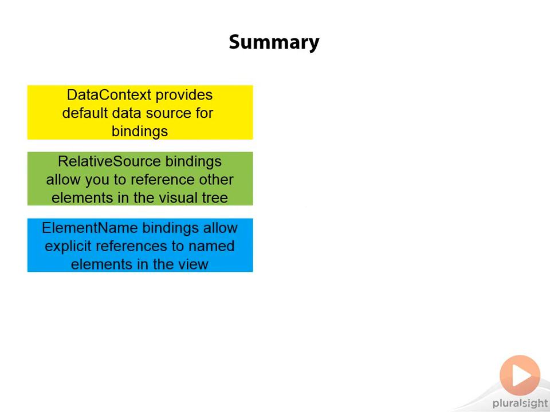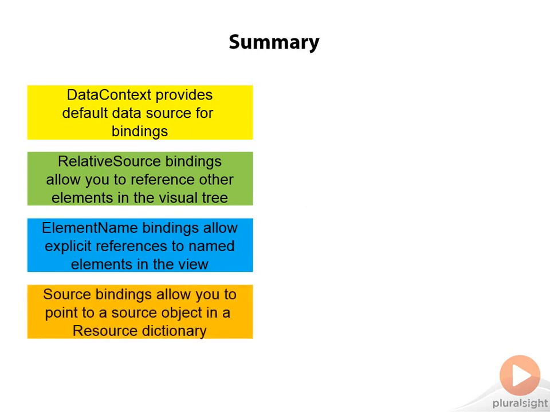Covered the element name binding as another way to get an explicit source object for your binding by pointing to some other element within the visual tree that has a name on it, and it doesn't necessarily have to be an explicit ancestor of the element that you're on. Then we looked at the source binding, and the source binding allows you to explicitly point to some object that you have to place within a resource dictionary and then get to it through a static resource or dynamic resource markup extension that points to that object. Then that can become the source object for your binding.